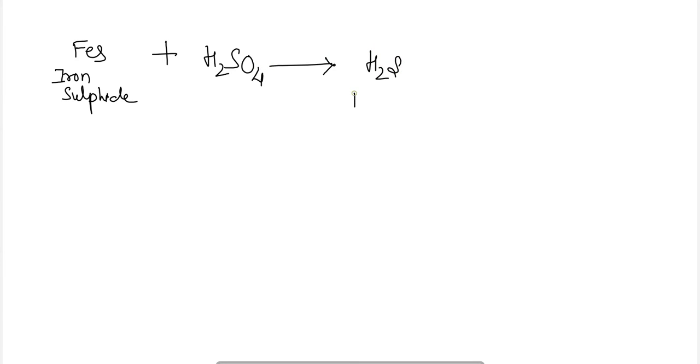Iron sulfide plus sulfuric acid gives hydrogen sulfide, the hydride of sulfur, along with ferrous sulfate. So this is the action of acids on suitable binary compounds.